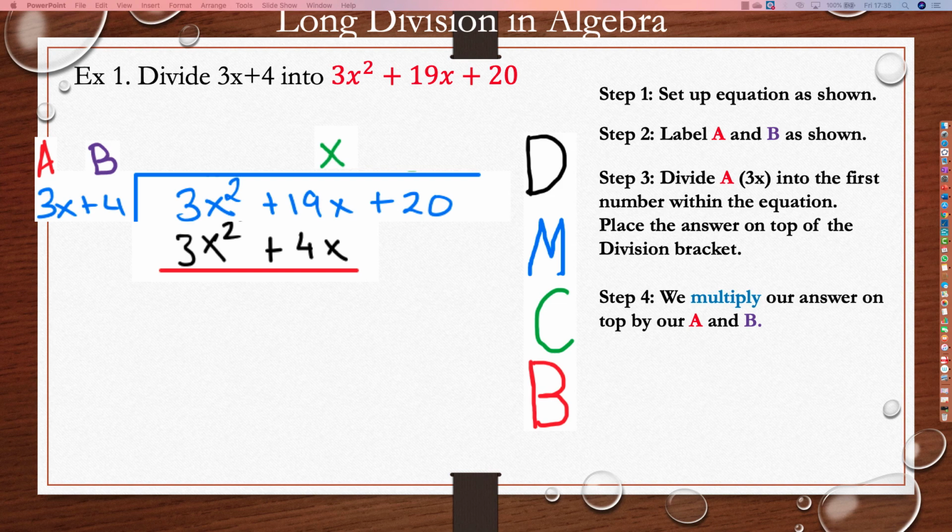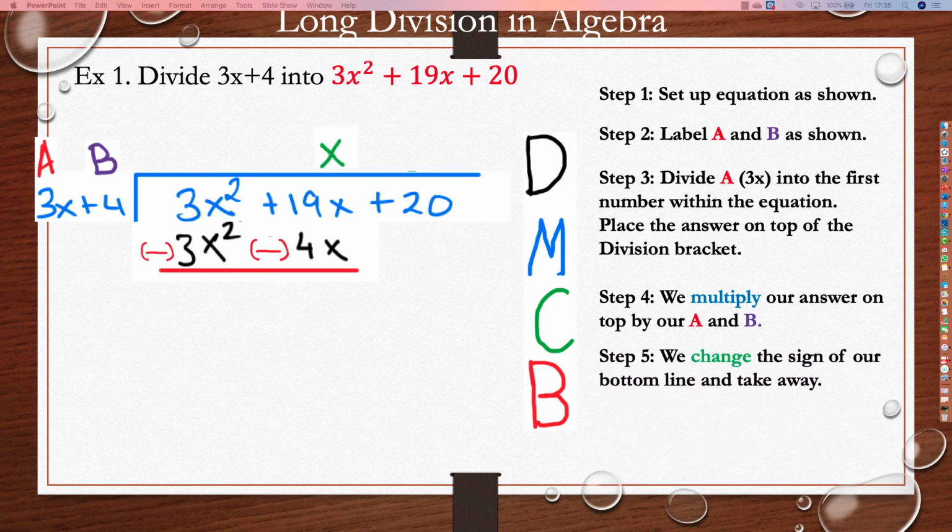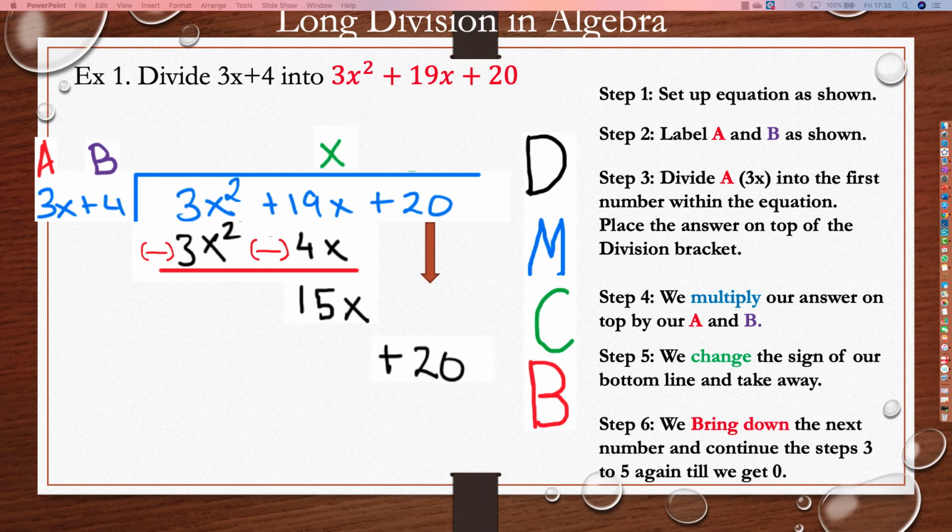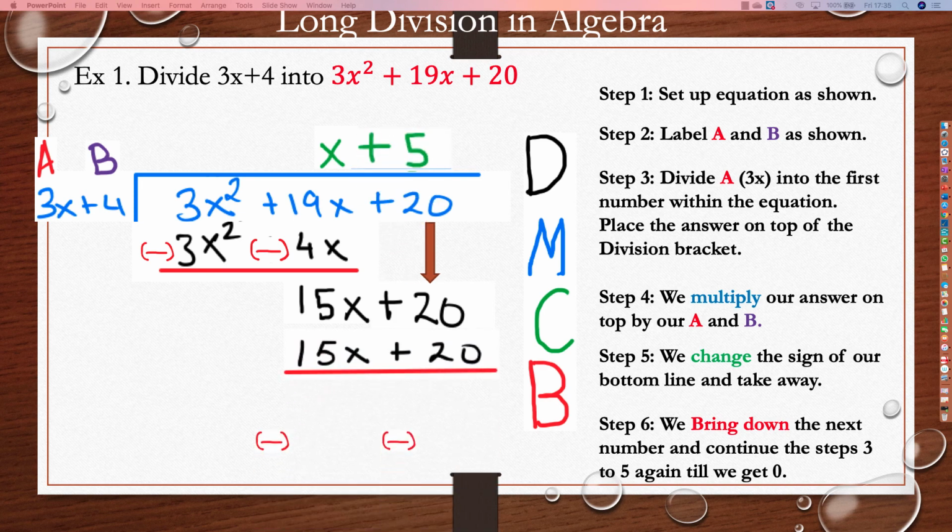Change means we change the sign of our bottom line. That becomes minus 3x and that becomes minus 4x. Bring down your 20. Back up to divide after you bring down. 3x into 15x was plus 5. 5 by 3x multiplication gives 15x, then your change, and you should be left with 0. That means 3x plus 4 goes into 3x squared plus 19x plus 20, x plus 5. Is that alright? Just going to run through last week.